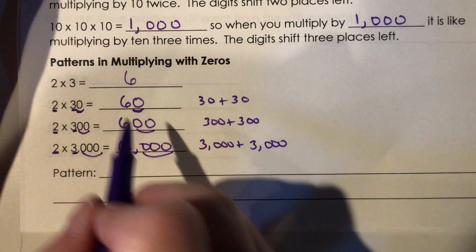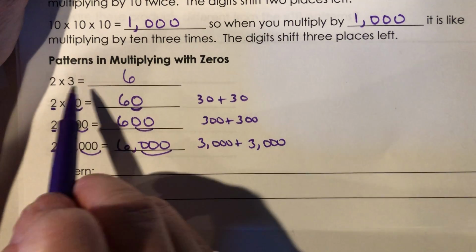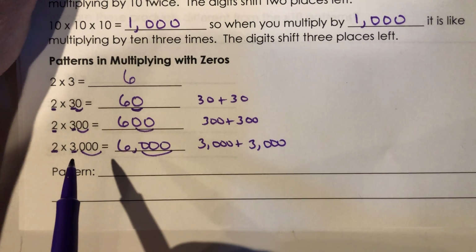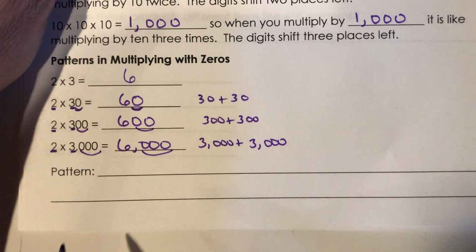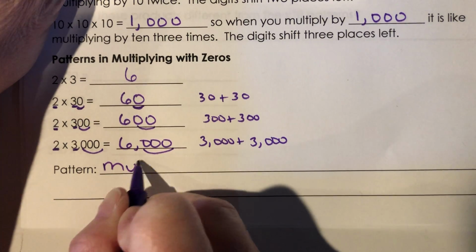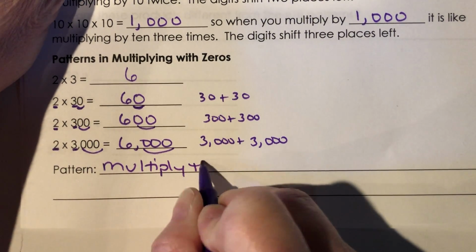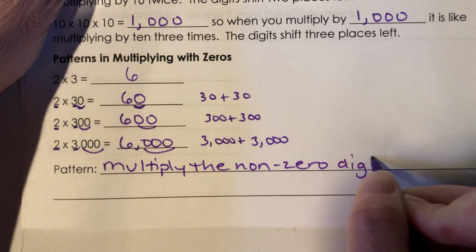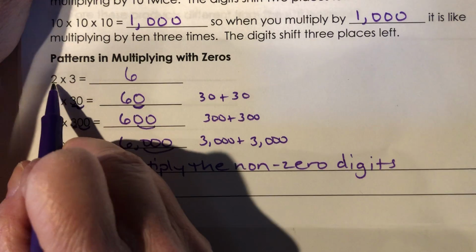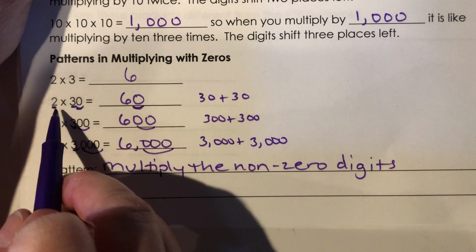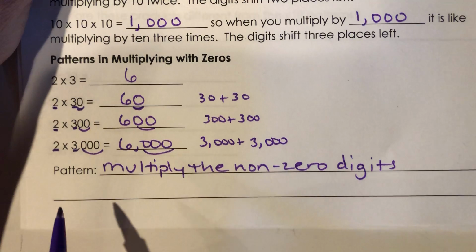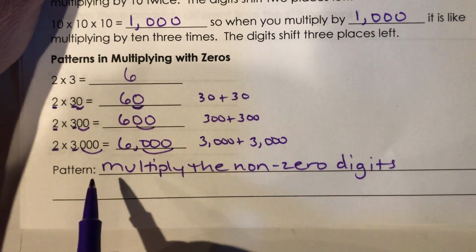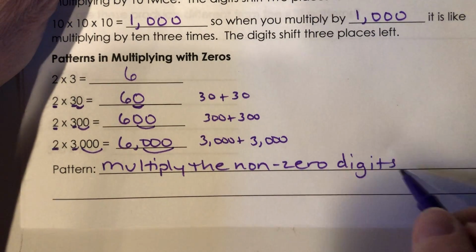So basically, if we wanted to multiply, and we saw that we were multiplying by a number that ended with a bunch of zeros, okay? We call those multiples of 10. You can basically multiply the non-zero digits, that just means the digits that aren't 0. Like in this one, 2 and 3, there's no 0. Here, 2 and 30, the non-zero digits would be the 2 and the 3. And here, 2 and the 3, 2 and the 3. The rest are zeros. So your step 1, we can just multiply the non-zero digits.